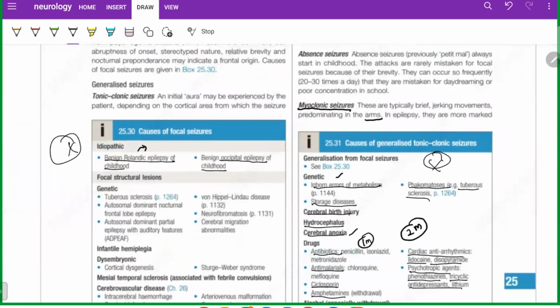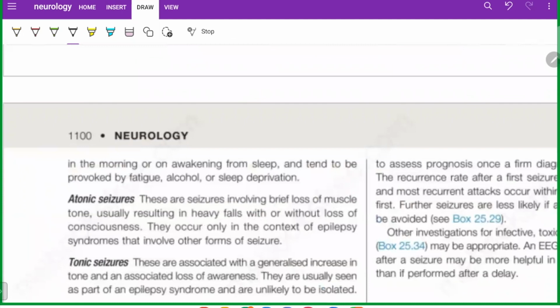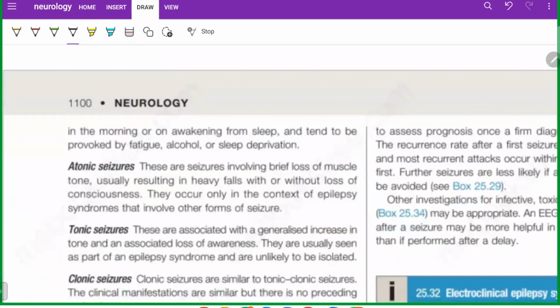In epilepsy, they are more marked in the morning and on awakening from sleep, and they tend to be provoked by fatigue, alcohol, and sleep deprivation. Next is atonic seizures. Atonic is the opposite of tonic: there is a brief loss of your muscle tone, usually resulting in a heavy fall with or without loss of consciousness. They are rarely seen in isolation and are seen in association with known epileptic syndromes. On EEG, there's a brief generalized spike and wave discharge followed immediately by diffuse slow wave that can correlate to the loss of muscle tone.